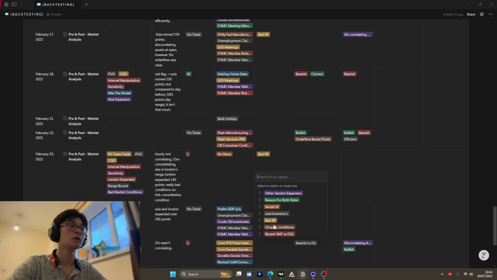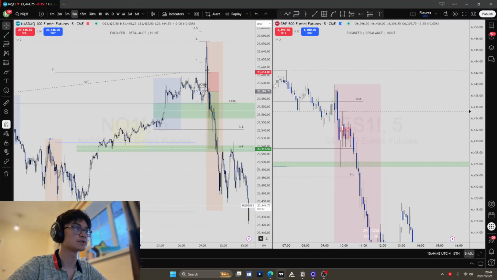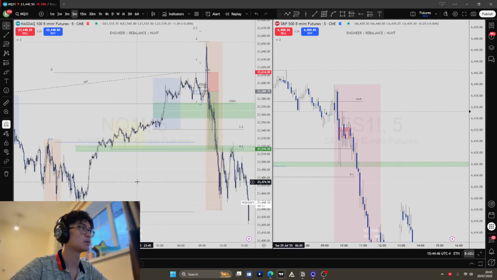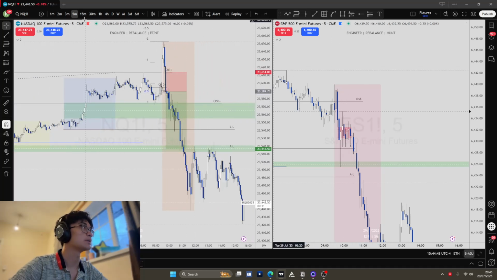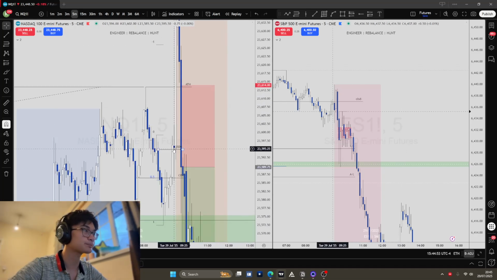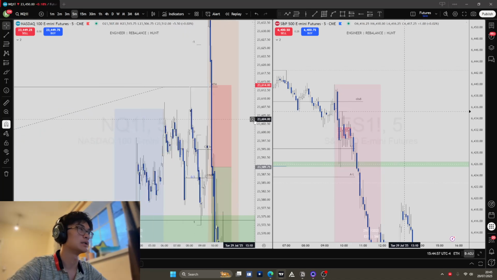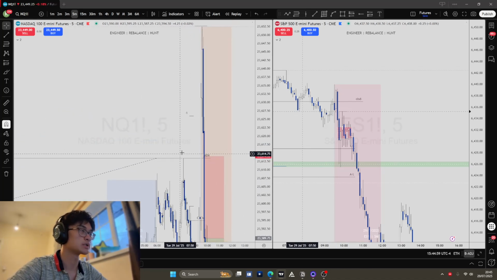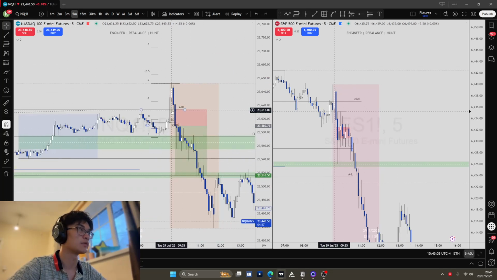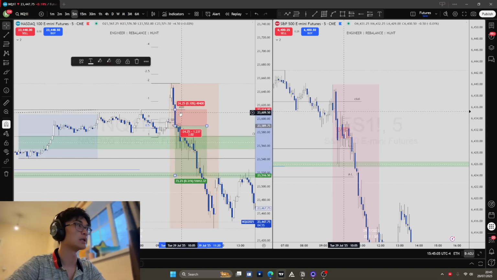Let's just go through the day first. Today we had a 5-minute model on pre-market, and this is the 5-minute change of state inversion, and we were targeting all-time highs. Didn't get a trade in because it was pre-market, and then this trade here I didn't really like.